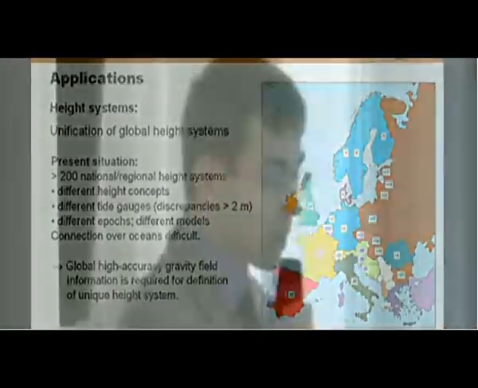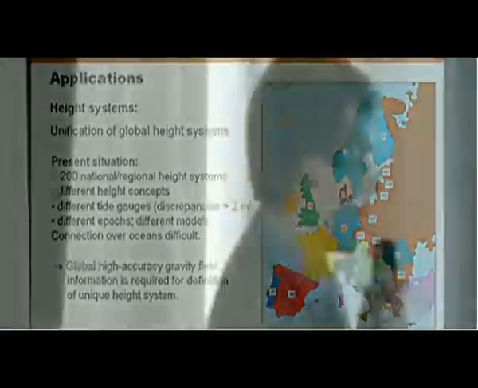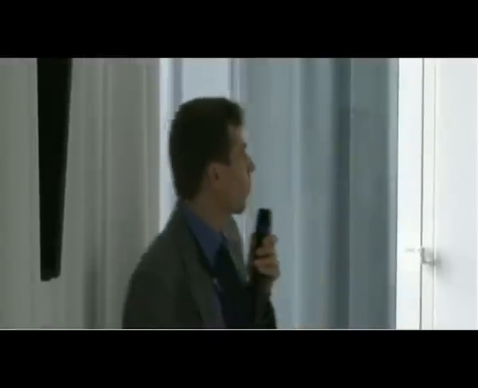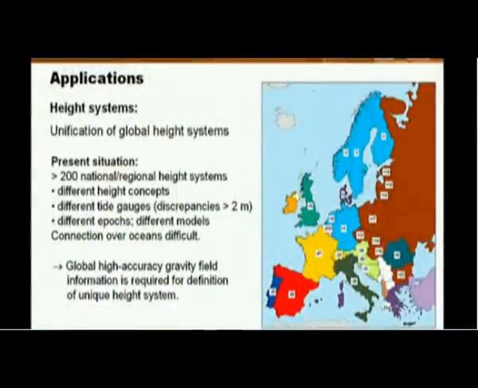A second big issue, the last one I would like to show you, is height systems. I already mentioned beforehand that the geoid, what we are deriving here, is a perfect surface for the definition of heights. We now have the situation that worldwide there are in the order of 200 different height systems, and having a globally consistent reference surface will be a big step towards a unification of these height systems.